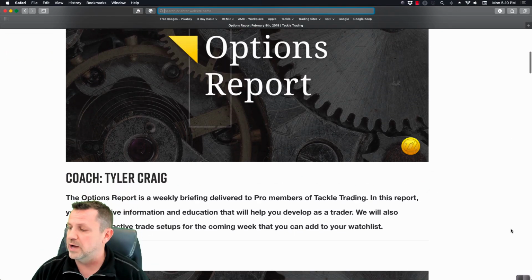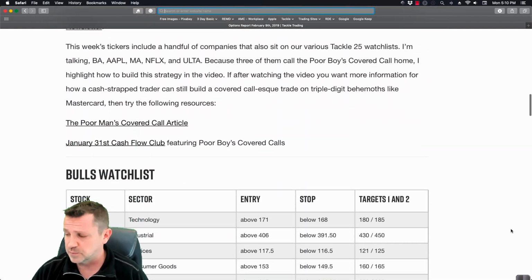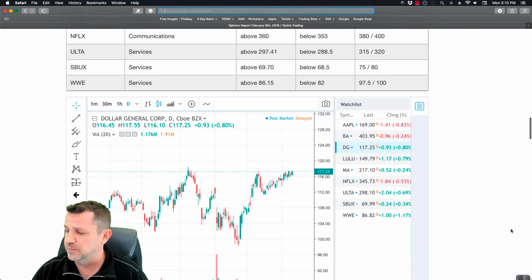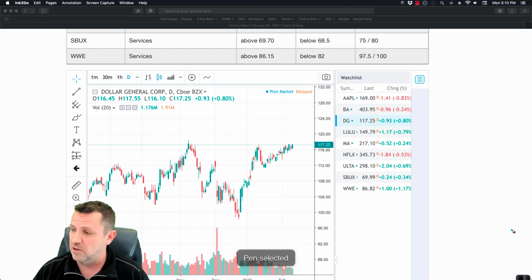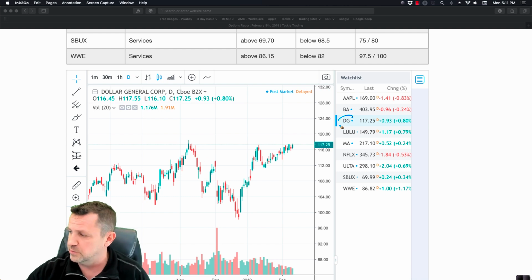So I'm going to scroll down here on the options report this week. We got a handful of really good looking picks. And I already kind of looked at these and I discovered I really like this Dollar General setup. We've got a beautiful looking cup and handle here on Dollar General, ticker symbol DG. It's got a cup and handle type pattern that's forming, and this pattern on average we think can break out.